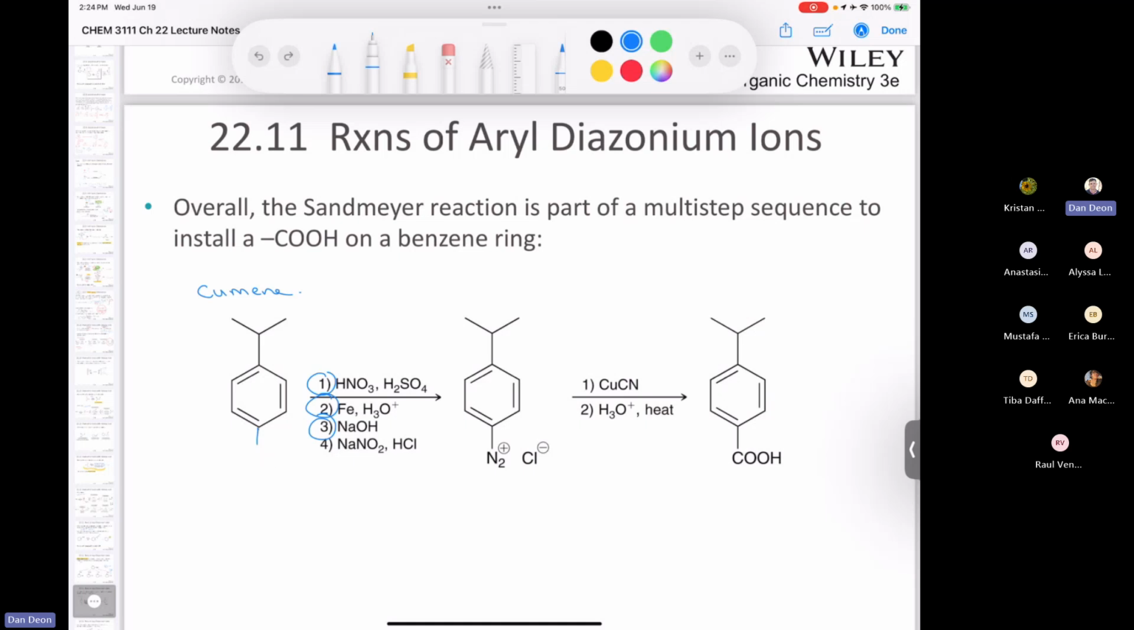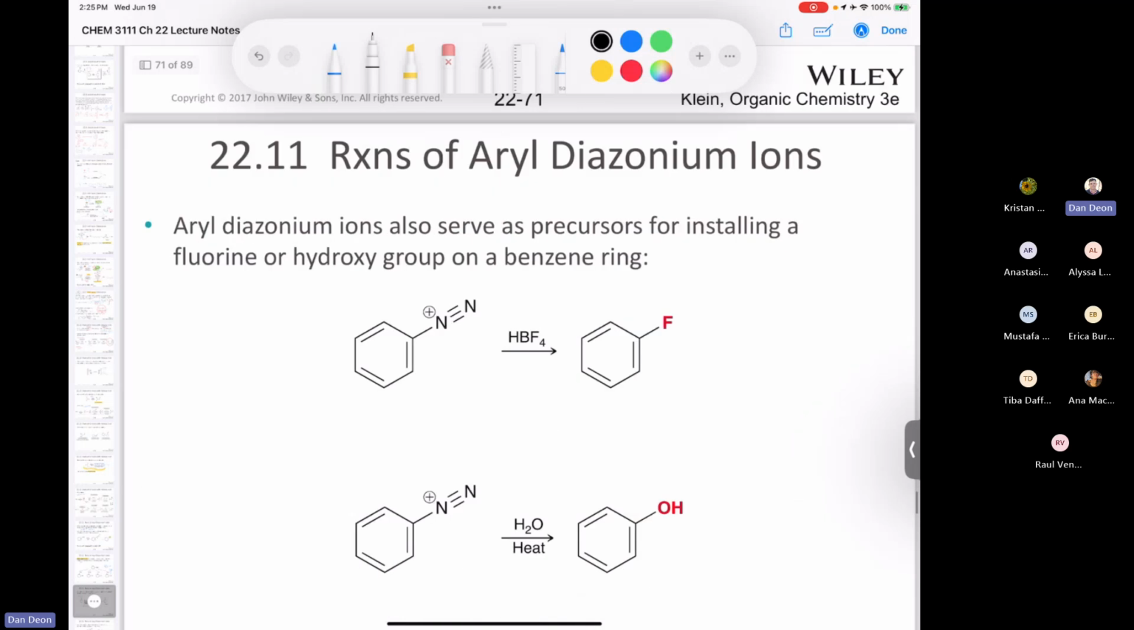Then in the next step, step 4, this is the diazotization. Now we have the diazonium salt. The next step is a Sandmeyer reaction, and that's going to give you the nitrile. And then in the last step, you hydrolyze the nitrile to the carboxylic acid. And so, like I said, now we have another way to make a benzoic acid derivative that we didn't have before. So that's kind of cool.